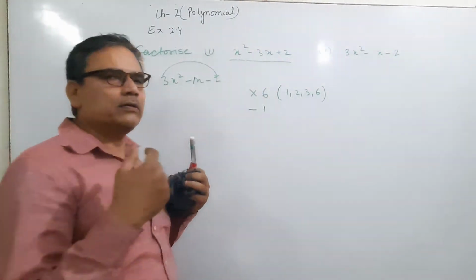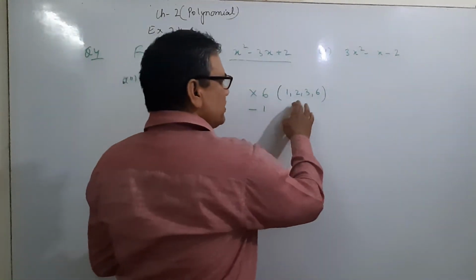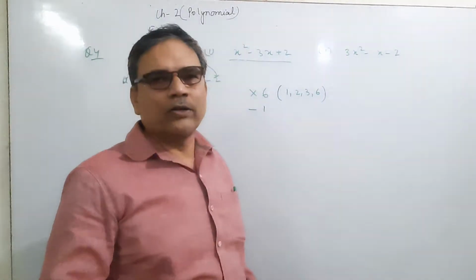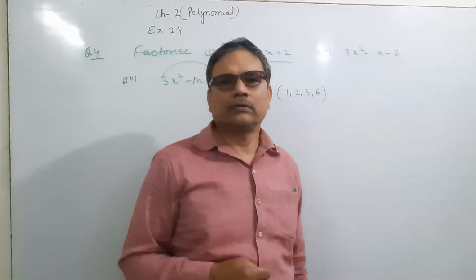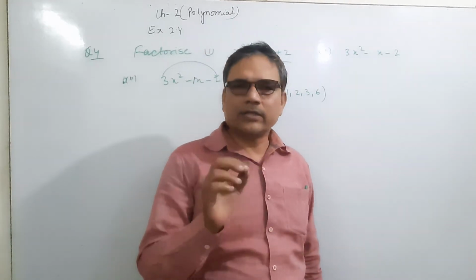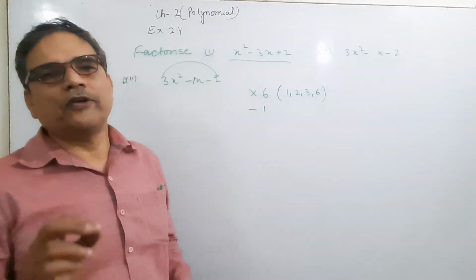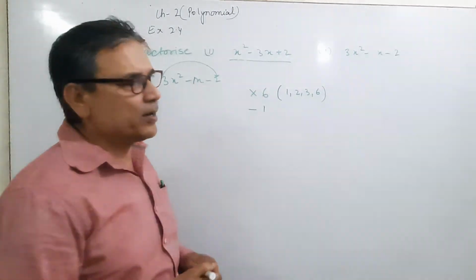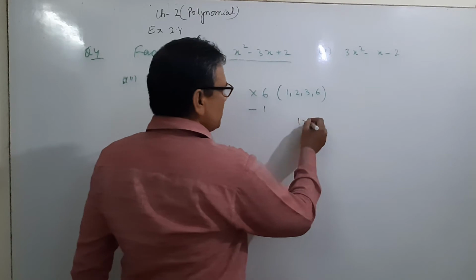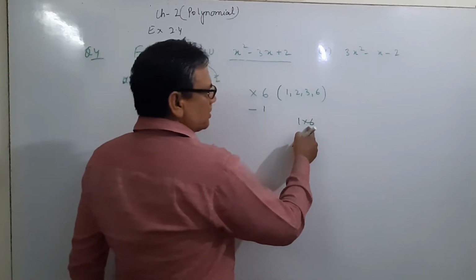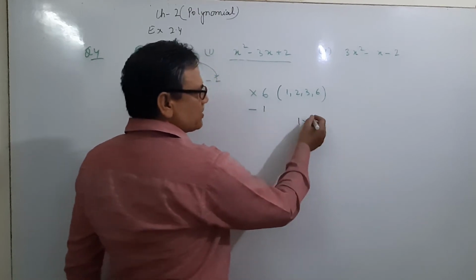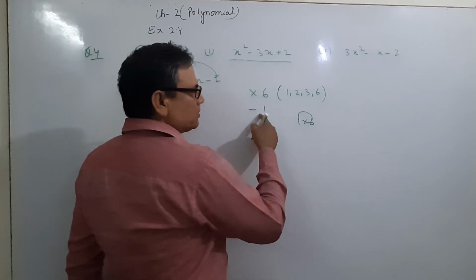Or you can do it by any method. You need not write the factors. It means you have to find 2 numbers such that their product is 6 and the difference is 1. So what is possible? Two numbers whose product is 6: 1 multiplied by 6. Their product is 6, but the difference, 6 minus 1, is not equal to 1.